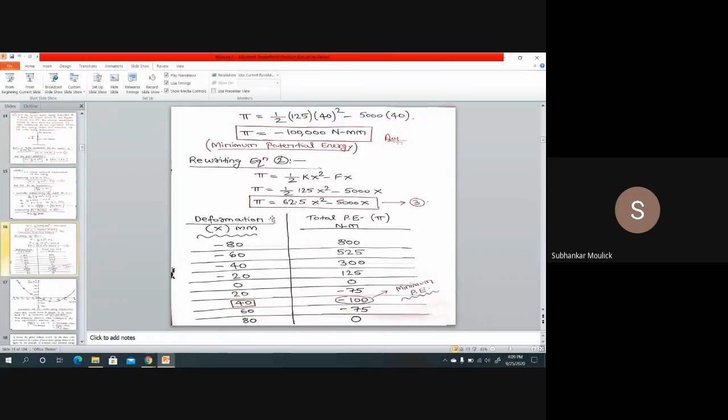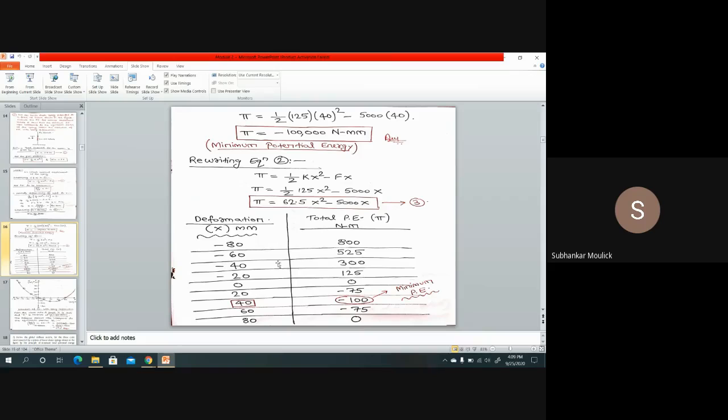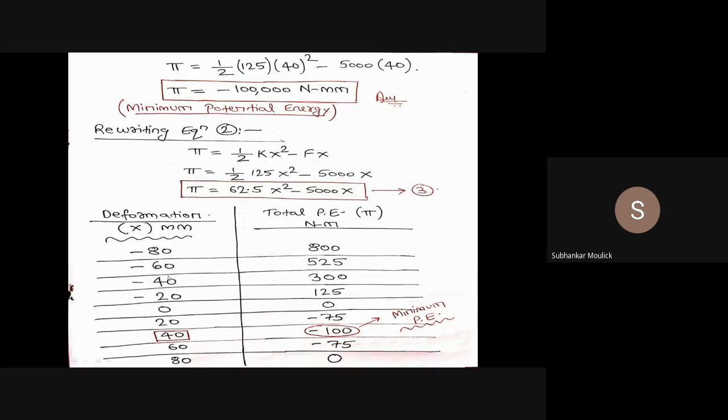Okay. So now what is left? I need to plot a graph between potential energy and spring deformation x. That means for different values of x, I have to get different values of potential energy. Say x varies from minus 100 to 100 and I am taking a difference of 20, that is minus 80, minus 60, minus 40, minus 20, 0, 20, 40, 60, 80. You can take a difference of 10, you can take a difference of 30, it's your choice.